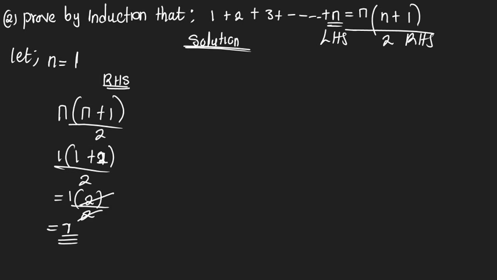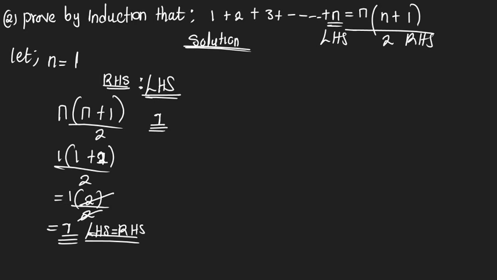Then you say left hand side. Left hand side, what do you have? You have n. So while there is n, you replace with your 1. You discover that the left hand side is equal to the right hand side, which entails you to proceed.